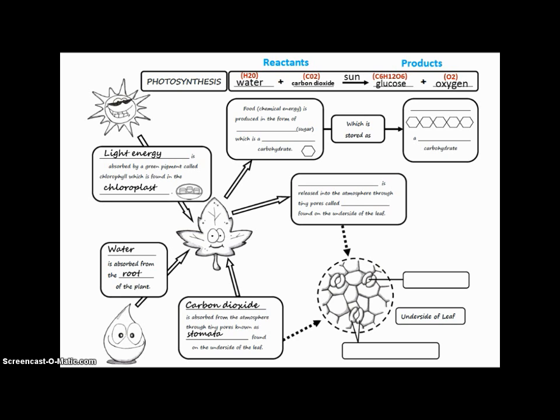Now we're going to talk about what's happening after all of these things come inside the plant, what's leaving the plant or what's being produced. Food or chemical energy is produced in the form of glucose. We already said this is sugar. Glucose is a very simple carbohydrate. It's not complex. It's not a whole bunch of sugar strung together. It's one little sugar. It's very simple.